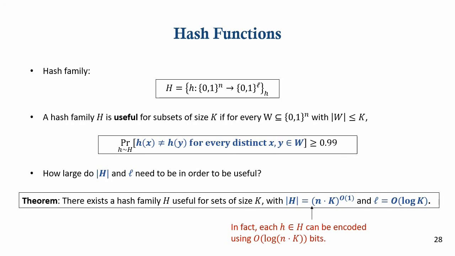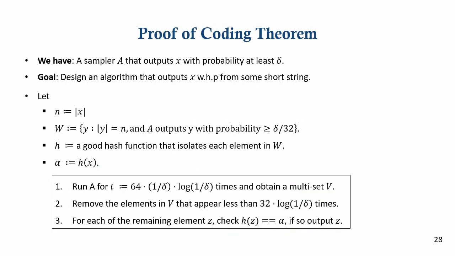And in fact, each hash function in the family can be encoded using O of log n times k bits, meaning that given such an encoding, we can obtain in poly n time a circuit that computes the hash function. Let's now get back to the proof of the coding theorem. Again, we have a sampler A that outputs X with probability at least delta. And we want to design an algorithm that outputs X with high probability using some short string.